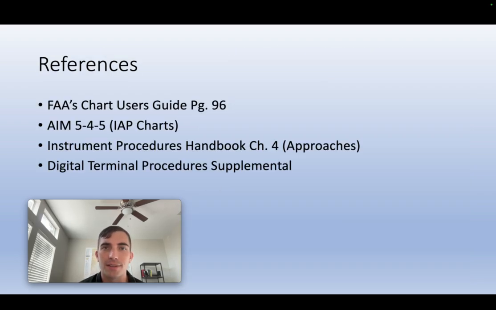Okay, so here are our references that I'm going to be pulling from. The FAA's Chart User Guide, it starts on page 96. It has a lot of really great information. We'll go over that here in a second. The AIM 4-5, TAC 4-5, is the instrument approach charts section of the AIM. And then the Instrument Procedures Handbook, Chapter 4, has approaches in it. And then the Digital Terminal Procedures Supplemental, which is really just a grouping of some of the stuff in the back of the Chart Users Guide.